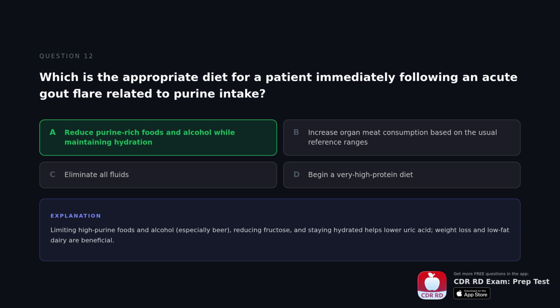The correct answer is reduce purine-rich foods and alcohol while maintaining hydration. Limiting high purine foods and alcohol, especially beer, reducing fructose, and staying hydrated helps lower uric acid. Weight loss and low-fat dairy are beneficial.